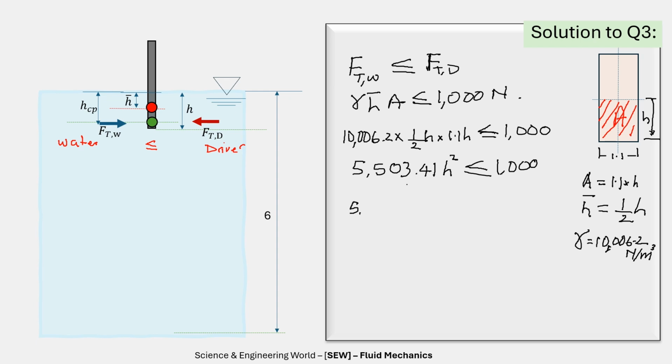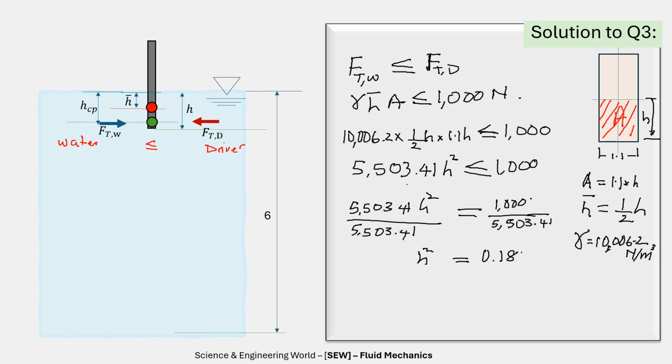Dividing the left hand side, 5,503.41 H squared, by 5,503.41, we see that this is equal to 1,000 also divided by 5,503.41. So H squared equals 0.1817.